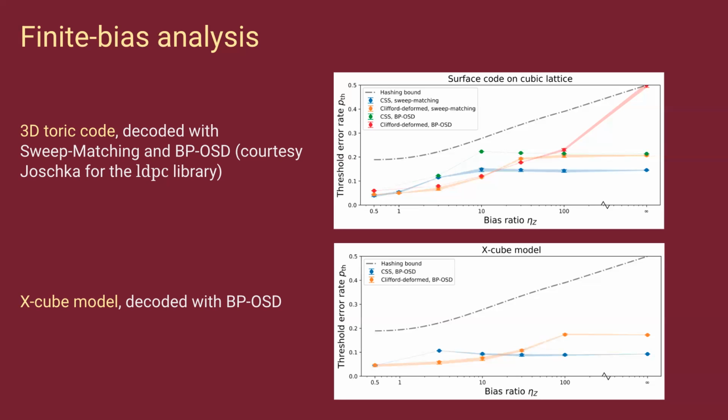Okay. So in the 3D toric code, I always forget which way around it is, but I think your vertex stabilizers are X-type stabilizers. Z-type stabilizers?